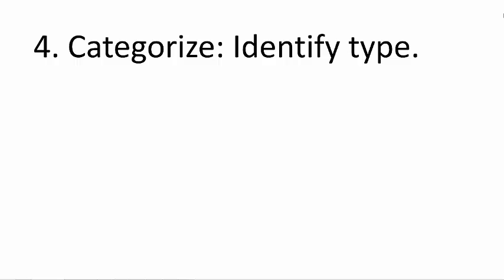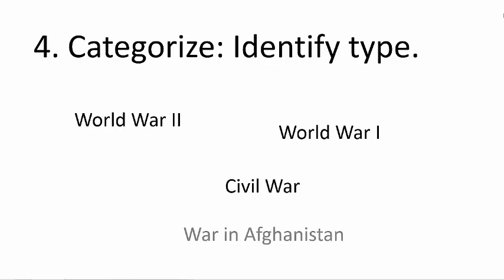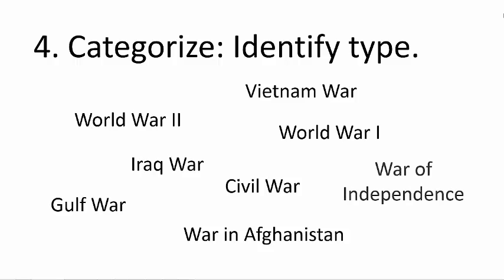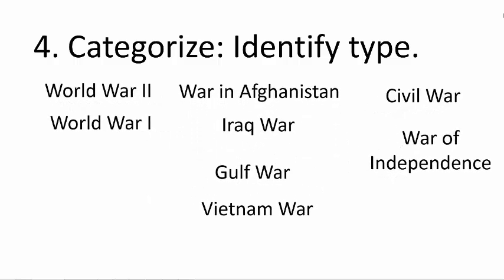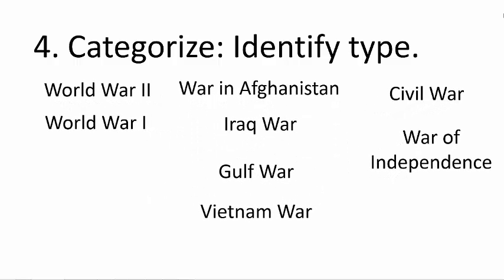To categorize something is to identify it according to its type. If students think about all the different wars that the United States has been involved in, they'll be able to start sorting them into different categories. For example, the world wars are different in scope than the regional wars that we've been involved in more recently, and they too are different from the Civil War and the War of Independence.